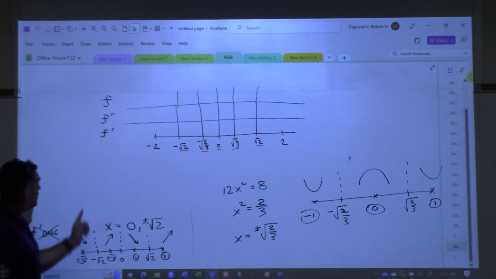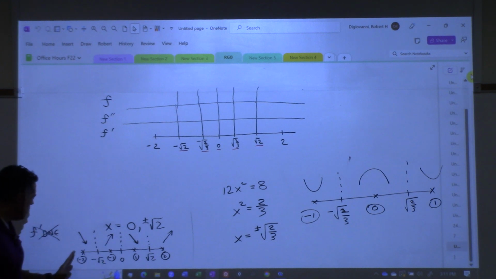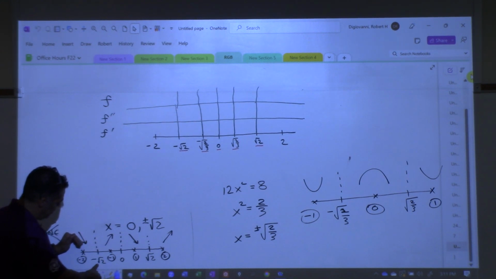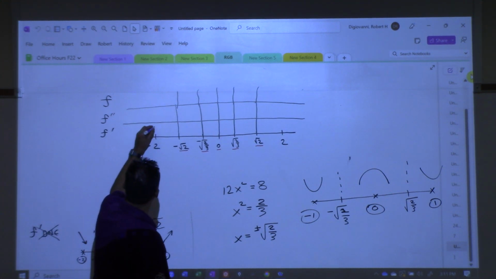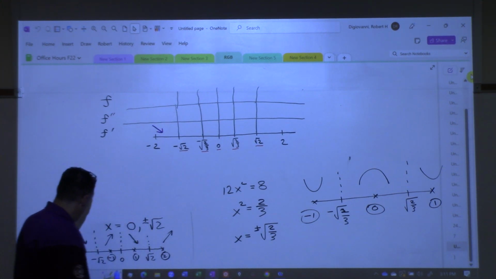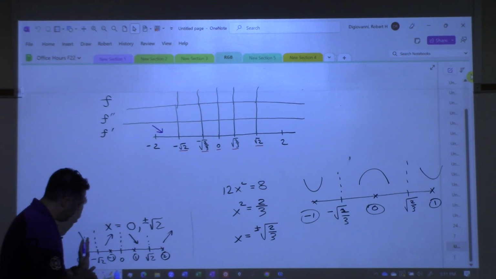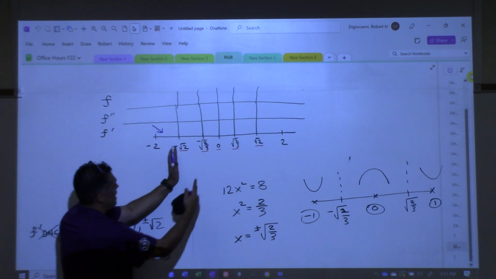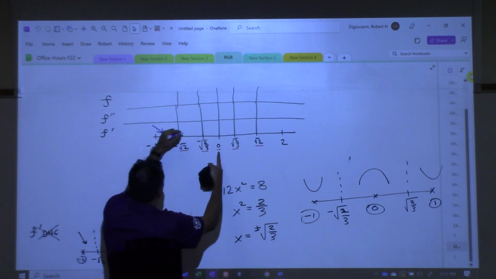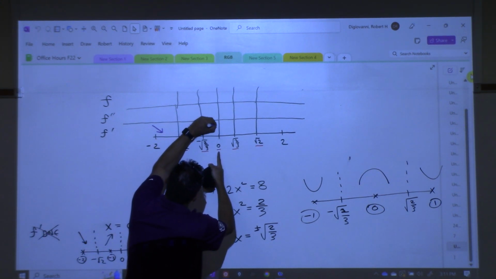Let's talk about the first derivative, this row right here. What do we know about the first derivative? It tells us our function is going to go down until I get to where? Negative root 2. So to the left of negative root 2, I'm going to put an arrow pointing down. And then it's going to go up between negative root 2 and what? 0, right? From here to here, it goes up. Up in both of those little boxes.